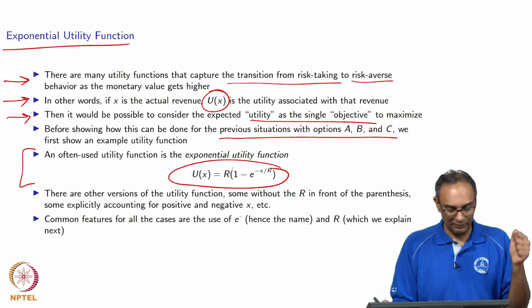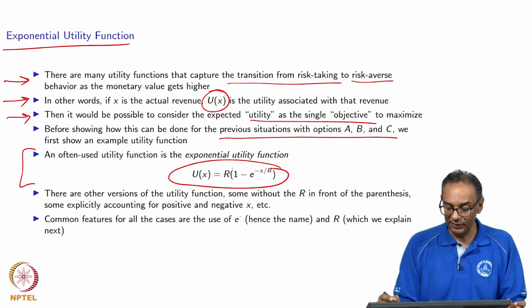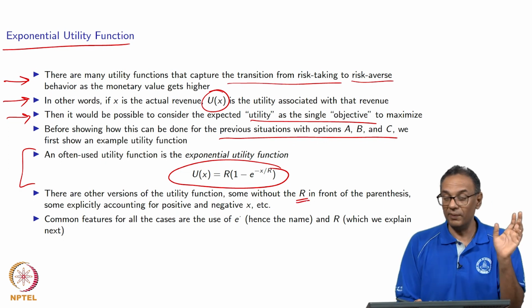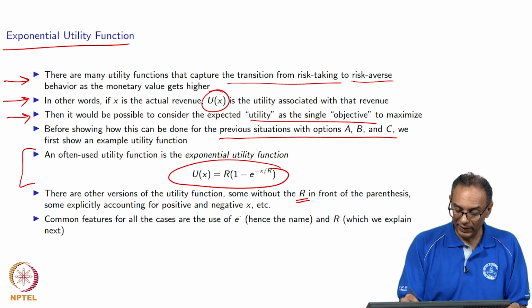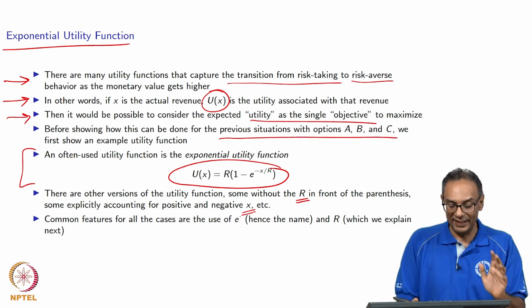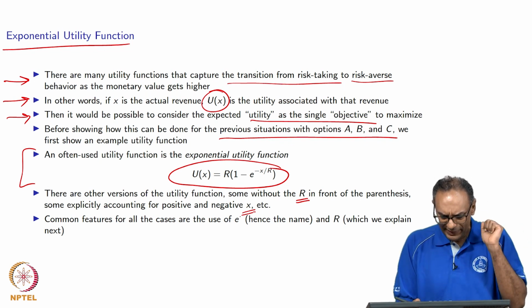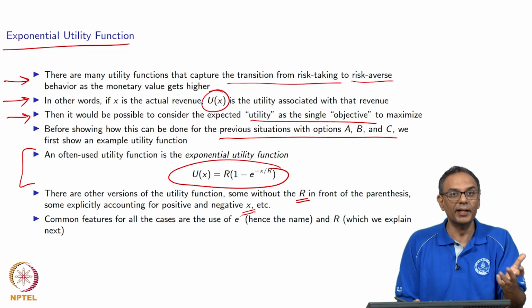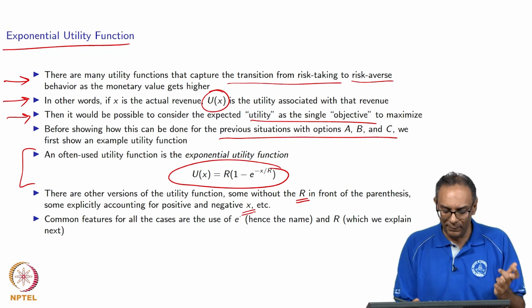Now, there are many different versions of the utility functions. Some of them use the r in the front like I am, some of them remove that. Some people explicitly take care of positive and negative values. I am not doing that as well. So, we are just picking something fairly simplistic. The idea is to show you how this works, and we will do a little demo towards the end. It will give you a better idea.